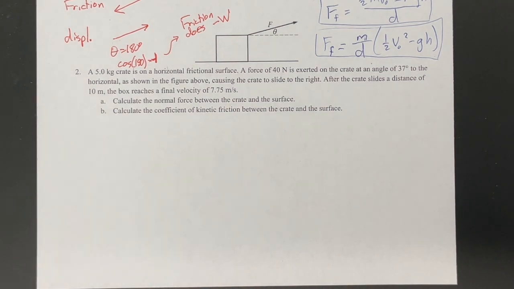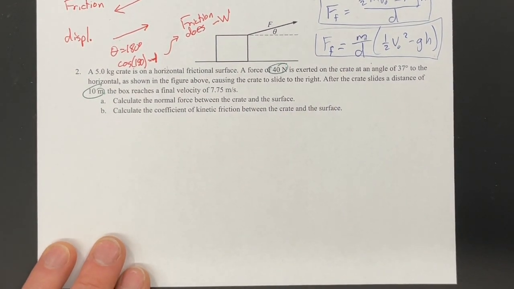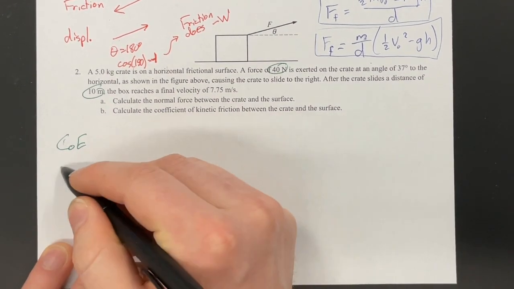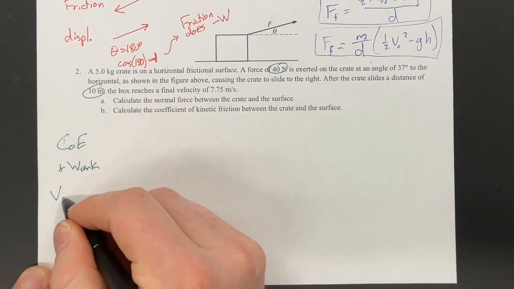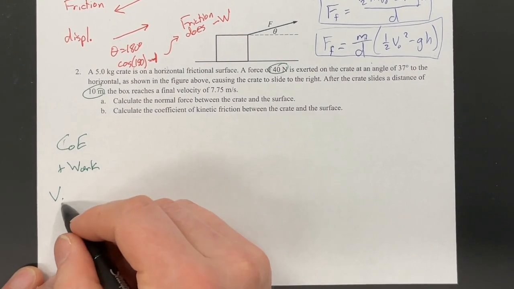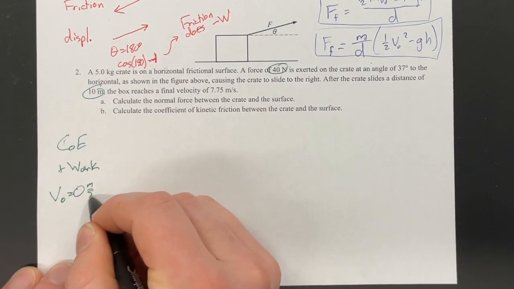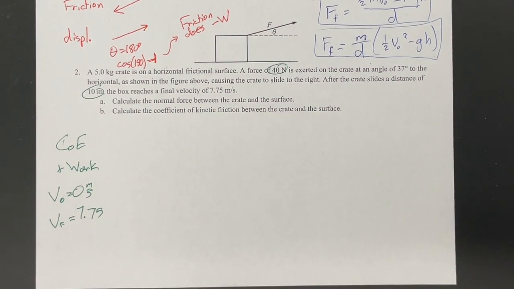How do we know what approach to use? Forces and distances. That's your dead giveaway. We're going to be using conservation of energy with work. Plus, we start with velocity; it never specifically says we start at rest. Sorry, I should say that. But then we end with a final velocity. So that's your giveaways, forces and displacements.